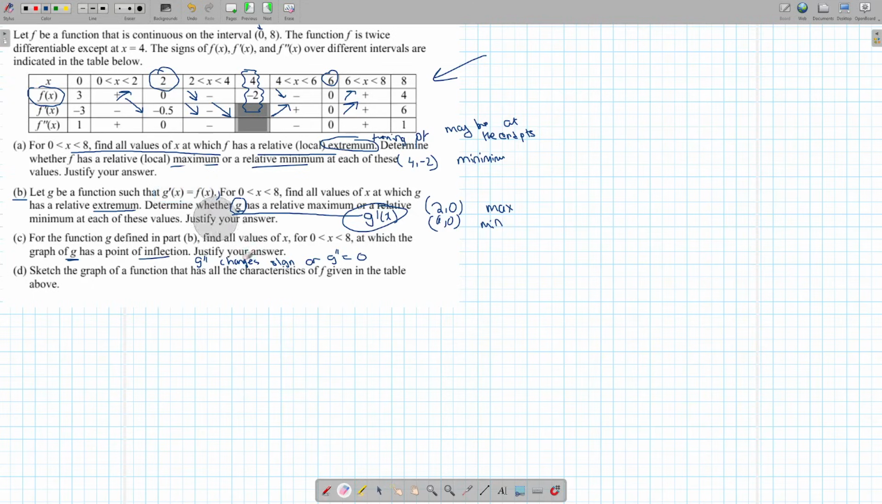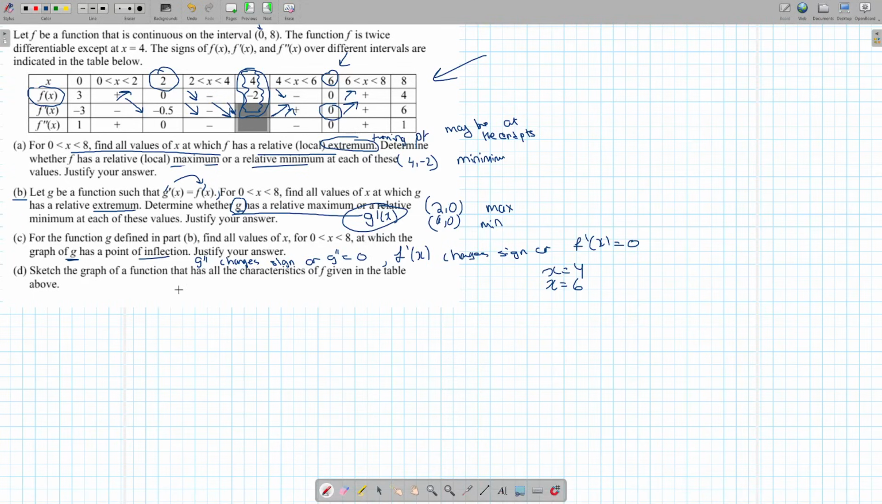Let me fix this one second. g prime is f of x. So what would g double prime be? You just add the prime here and the prime here. So in other words, f prime of x changes sign, or f prime of x equals 0. Let's check. F prime of x changes sign over here at 4. Yeah, because it goes from minus to positive. So over here at 4. And it doesn't change sign again, but we see that f prime equals 0 at 6. So it has an inflection point at 4 and at 6.